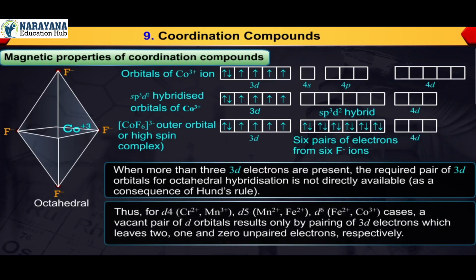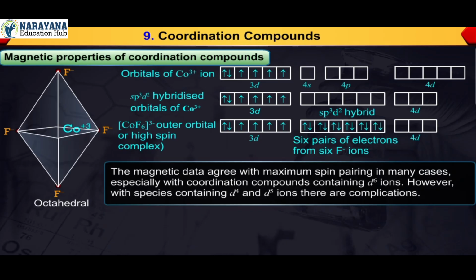Thus, for d4 (Cr2+, Mn3+), d5 (Mn2+, Fe3+), and d6 (Fe2+, Co3+) cases, a vacant pair of d orbitals results only by pairing of 3d electrons, which leaves 2, 1 and 0 unpaired electrons respectively. The magnetic data agree with maximum spin pairing in many cases, especially with coordination compounds containing d6 ions.